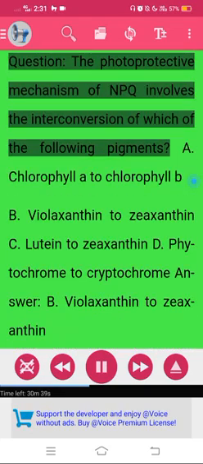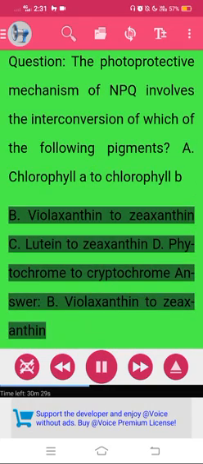CSIR NET December 2019. Question: the photoprotective mechanism of NPQ involves the interconversion of which of the following pigments? A. Chlorophyll A to chlorophyll B. B. Violaxanthin to zeaxanthin. C. Leucine to zeaxanthin. D. Phytochrome to cryptochrome. Answer: B. Violaxanthin to zeaxanthin.